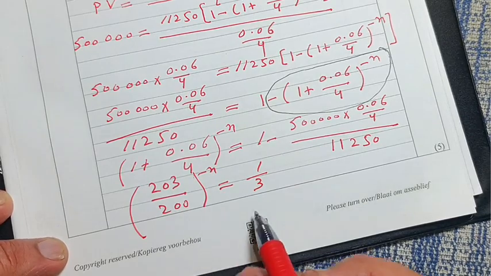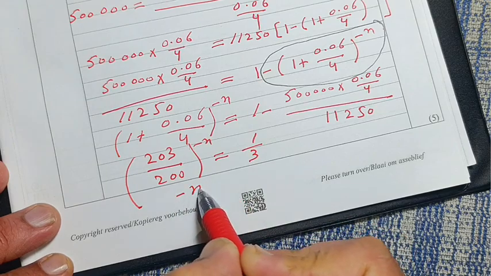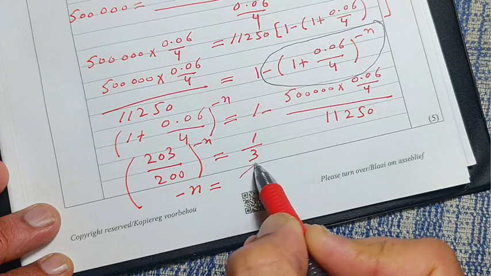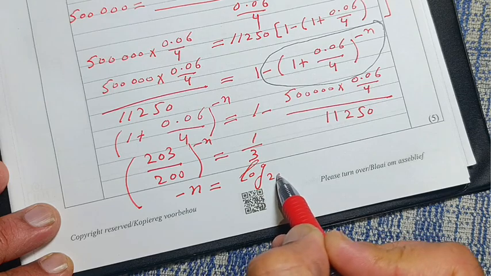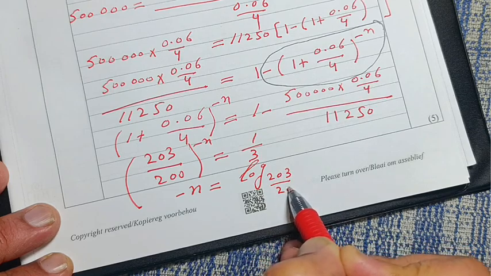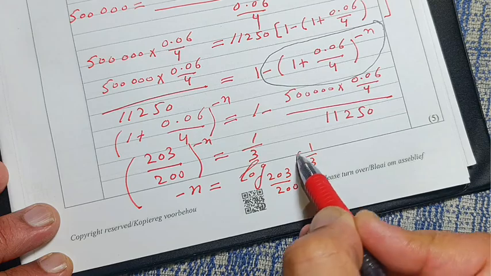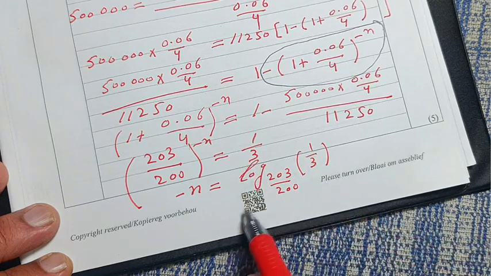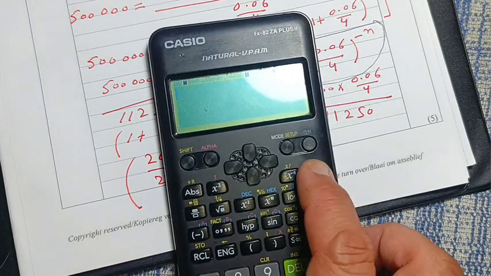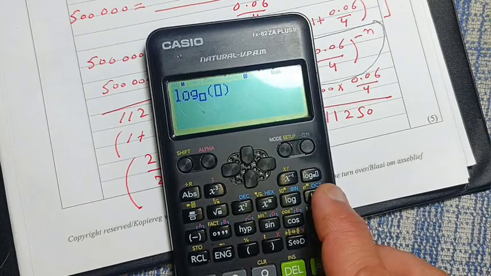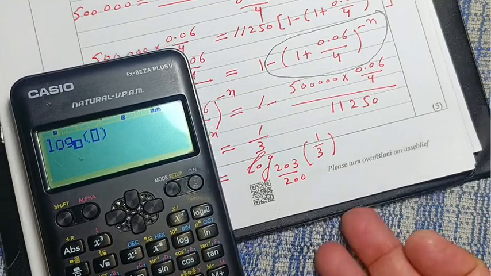Now I need to solve for n. I can apply the log here, negative n. The log base is going to stay the same, 203 over 200, of 103. So we're going to apply log here now. We use the calculator for this also. You press the log button, and now you're going to substitute all of these values.